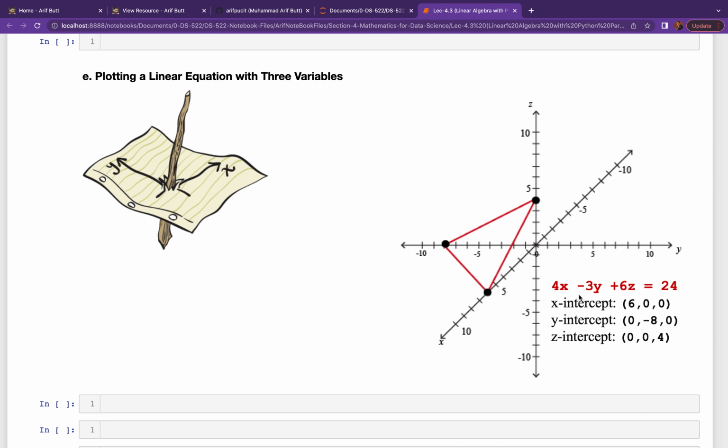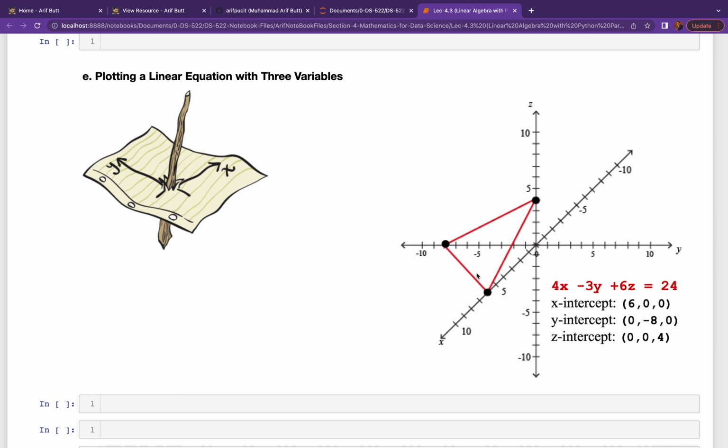Well, consider this linear equation: 4x minus 3y plus 6z is equal to 24. To calculate its x-intercept, you put both y and z equal to 0 and you get (6, 0, 0). Similarly, to get the y-intercept, you put x and z equal to 0, so you get (0, -8, 0), and for the z-intercept, you get (0, 0, 4).